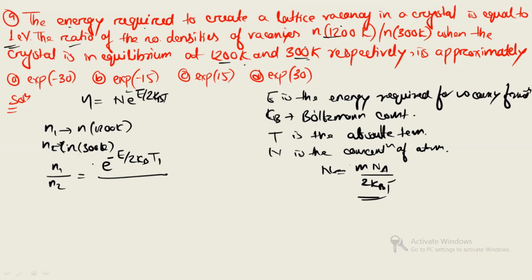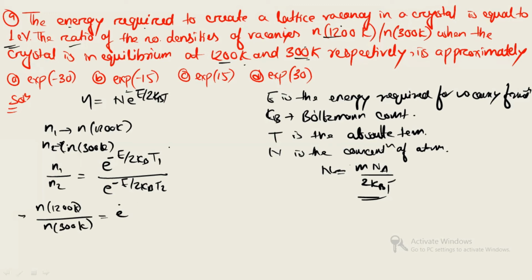And here you will write small e to the power minus E by 2 kB T2. Okay, this is what we are writing. Now you see here, this is N at 1200 Kelvin, this is N at 300 Kelvin. Just put the values in this case. So this will be 1. I'm not writing it.